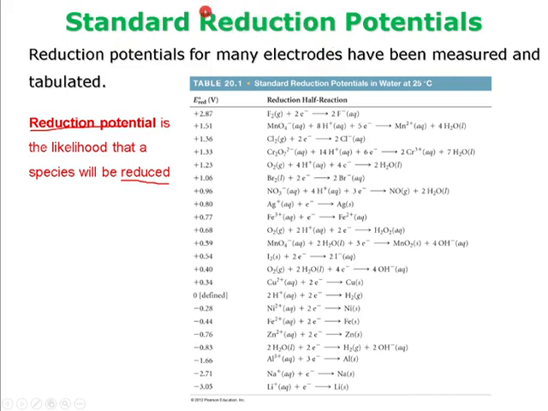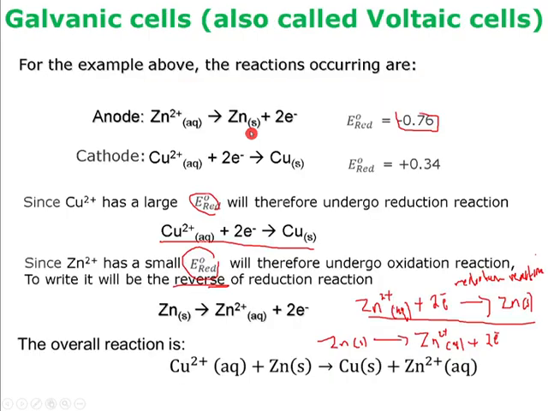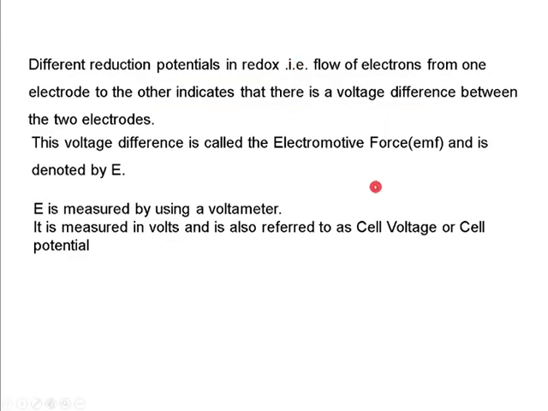The reduction potential only focuses on one type of reaction that is taking place at a half cell. But the cell potential measures the change in energy, and that change in energy is mostly given by voltage. So the unit will always be V. This voltage difference is normally called the electromotive force, and it is denoted by a capital letter E. Then E is measured by using a voltmeter.